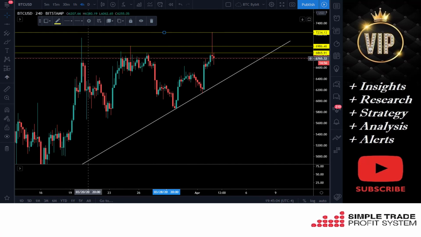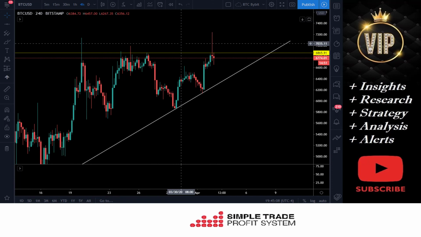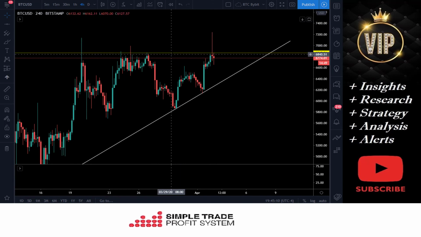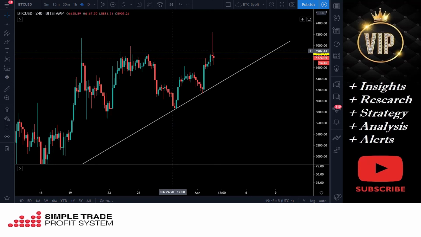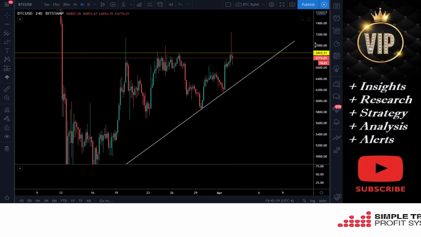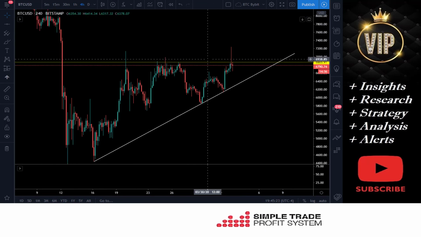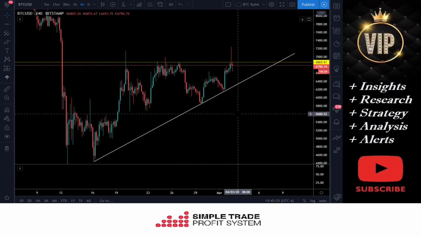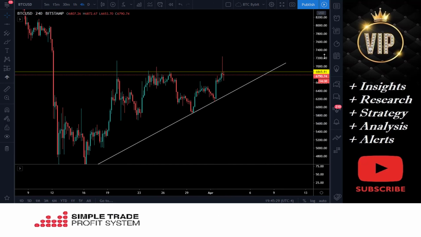So what I'm looking for is for price to break above here, flip this into support now, as opposed to it being resistance like it is now, and then move up from there. I would like to see a 4-hour candle close above it. The best thing, though, is to see the daily candle close above it. I don't think it's going to happen because we have 15 minutes before the day ends.